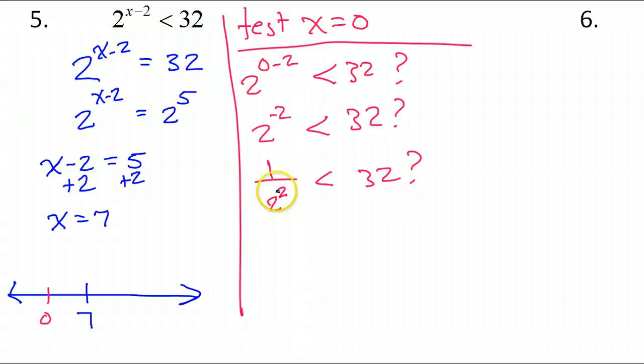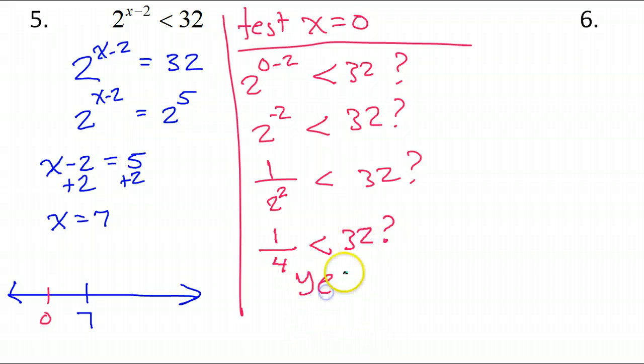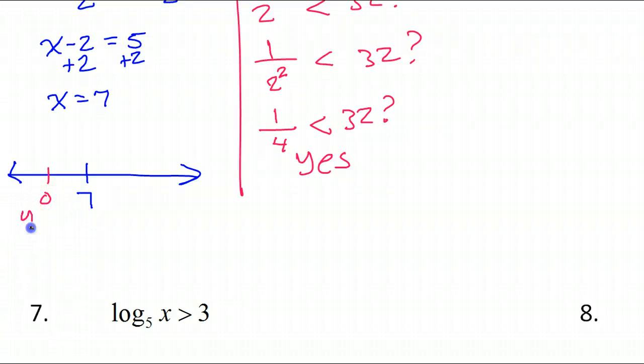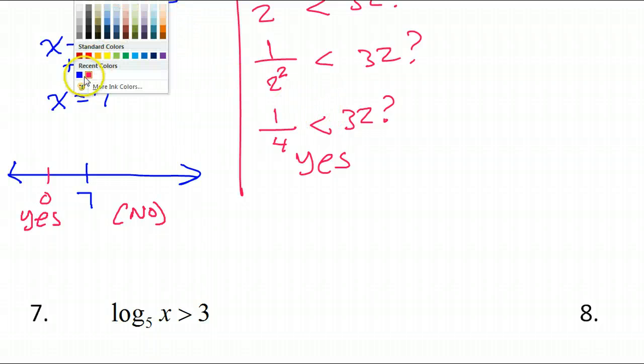Okay, but 2 squared is 4. So that would mean 1/4 is less than 32. Obviously 1/4 is less than 32, so that's a big old yes. So I tested 0, and yes, that was one of the solutions, which means no, over here this is not a solution area. Let's see, so this is strictly less than, no equal to.